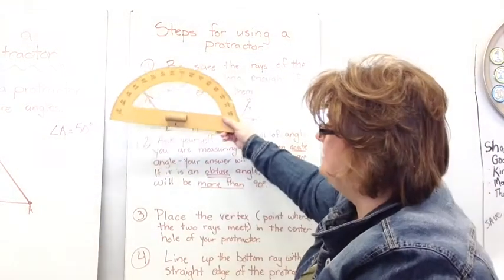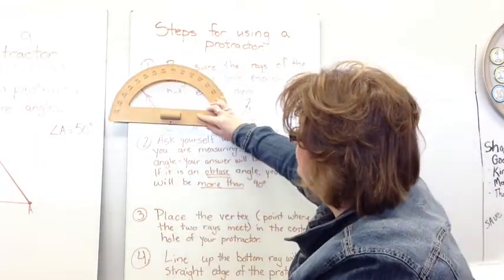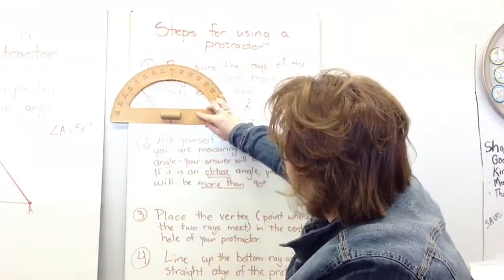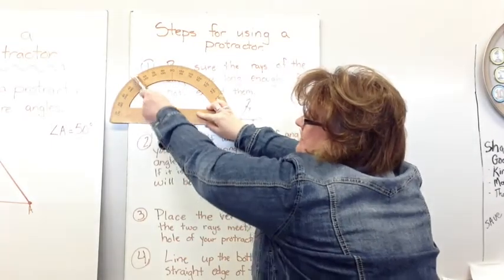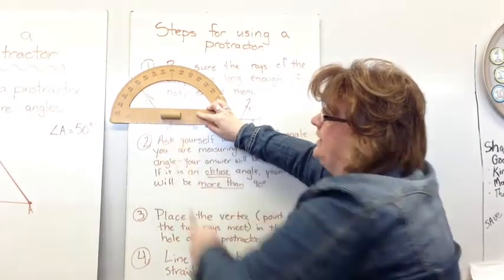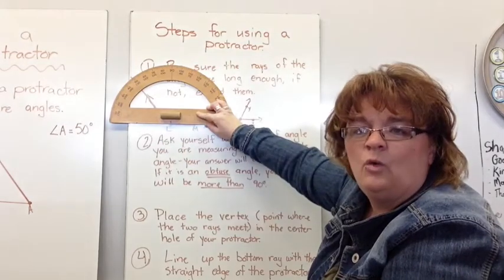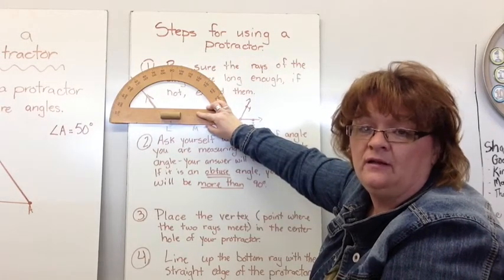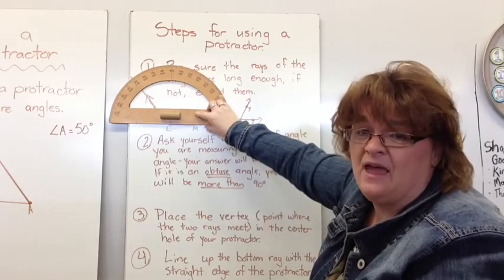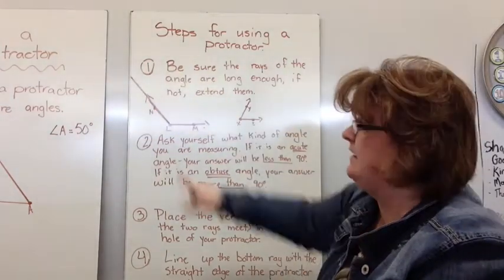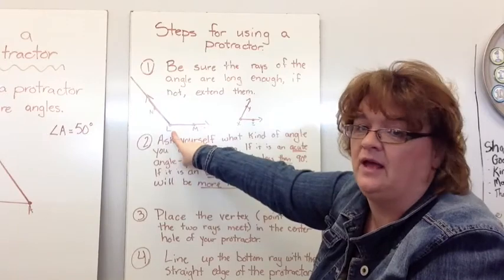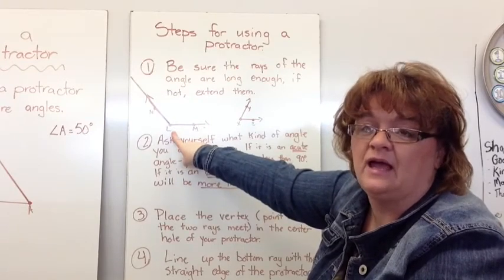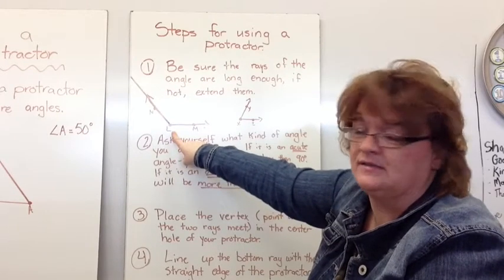So let's go ahead and take a look at that. Line that up. Okay, it comes out to this line right here, which is about the 50 or 130. So of those two markings, which one should I use? Probably the 130, because 50 is less than 90 degrees and an acute angle. This is not an acute angle. Since it's an obtuse angle, I have to use the 130 degrees.